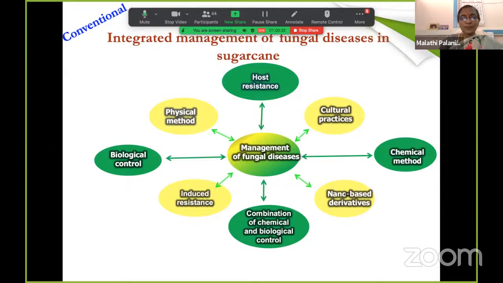So this is the conventional approach, and this schematic diagram represents the integrated disease management for the fungal diseases. It starts from host resistance, physical methods, cultural practices, biological and chemical control, and the combination of both, as well as induced resistance and non-obesity derivatives for the management of fungal diseases.